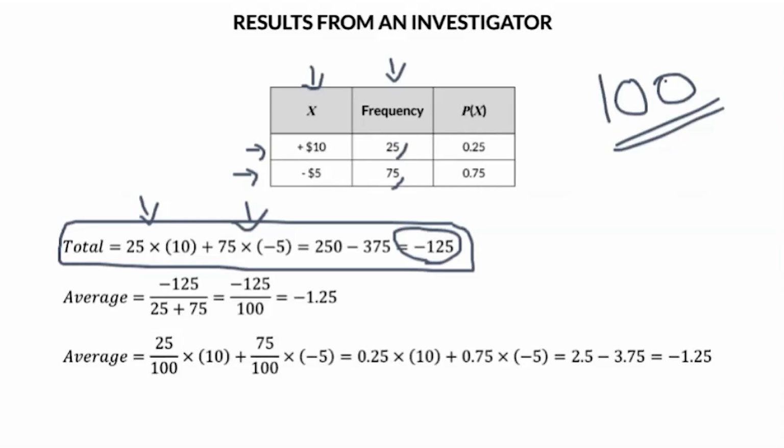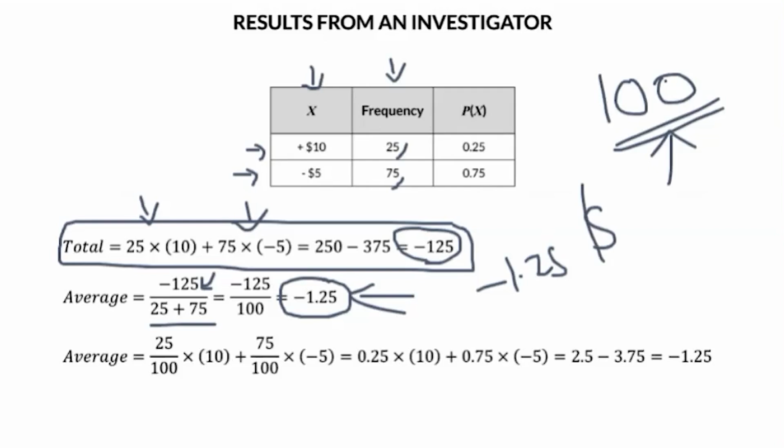What is the average loss? How many games did the investigator play? 100 games. So minus 125 divided by 100, right? You're getting minus 1.25. So on average, this investigator is losing $1.25 per game.